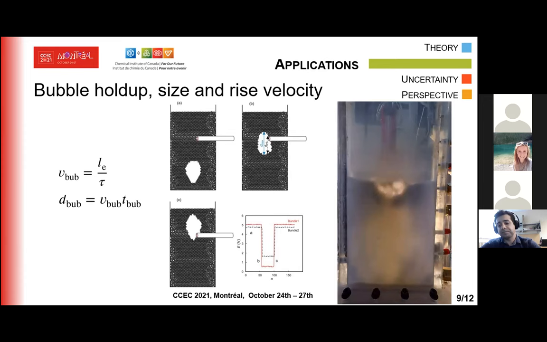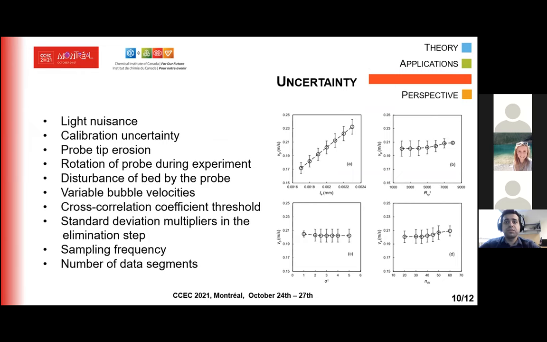The main challenges that I faced using fiber optic probes and their main sources of error are light nuisance, which is important for optical probes operating with visible light, calibration uncertainty, probe tip erosion, rotation of the probe during experiments, and disturbance of the bed by the probe, since probe measurements are invasive methods. Other factors are the cross-correlation coefficient threshold, standard deviation multipliers in the elimination steps, sampling frequency and number of data segments.